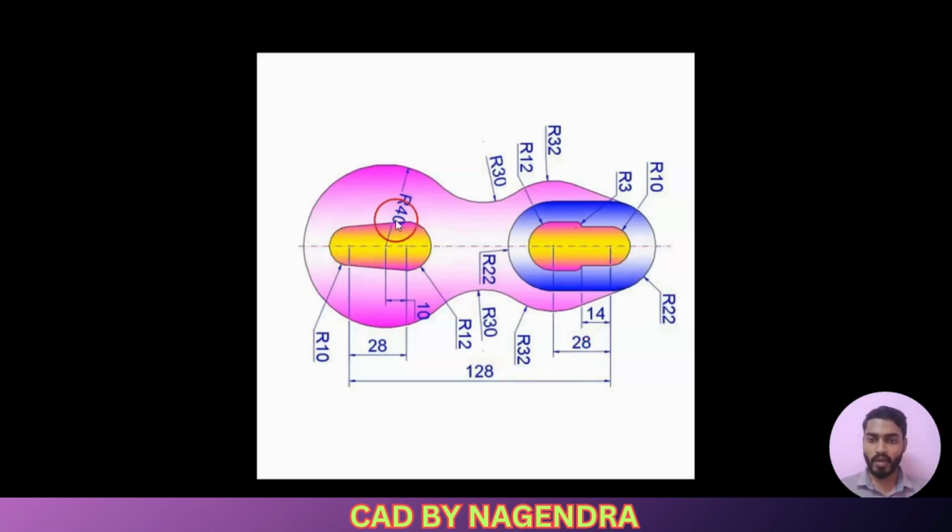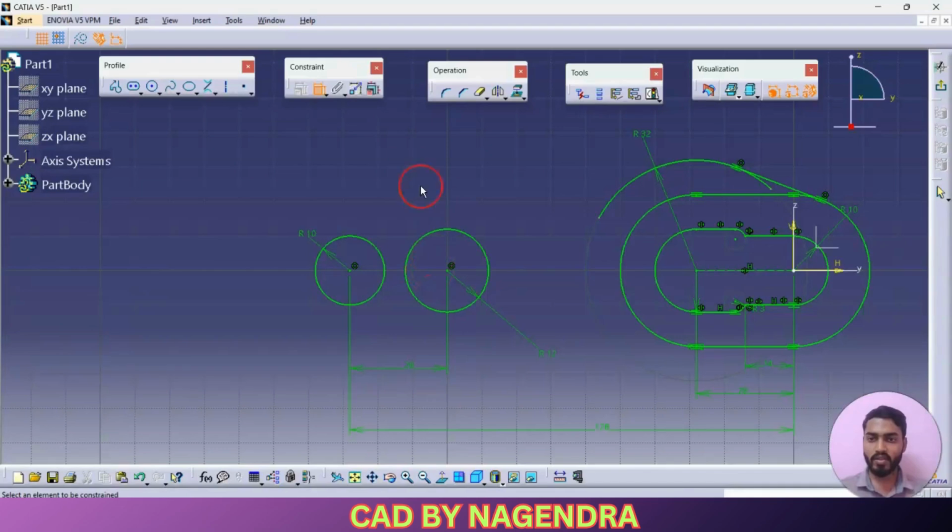Then we need one line tangent to this circle and tangent to this circle. Same downside also we wanted. Let me go with again here bi-tangent line between this to this. Same line I'll make it here mirror with reference to this horizontal axis. By using here quick trim, let me trim these unwanted elements.